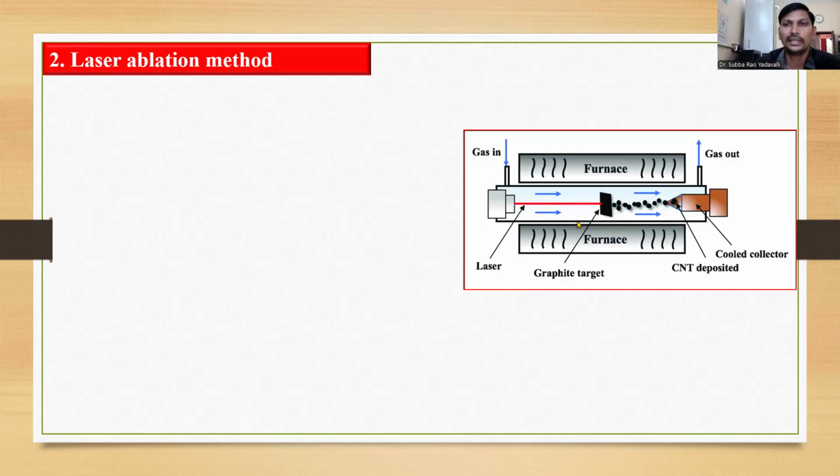If we place a graphite target in the chamber and a high intensity laser beam is incident on the graphite target, then particles from the graphite target are ejected from the surface, and those have high temperatures. They will condense and deposit on the surface of the collector. So the deposited particles are the nanoparticles. This is the general procedure for the laser ablation method.